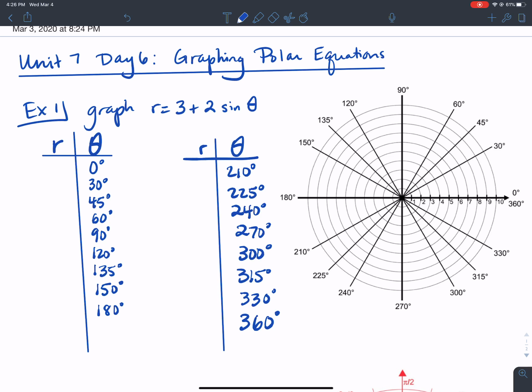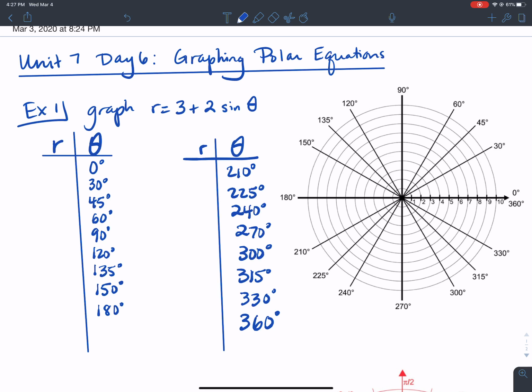Now for most of these equations, if you just go around one full circle, you will have enough points to get your entire graph. Sometimes you have to go around more than once. Sometimes you only have to go around half of a circle, but I would say 90% of the time, you can just go one full circle and have enough for your full graph. Now you are going to substitute these numbers into your equation and then solve for r.